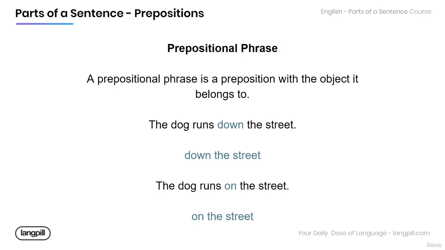Now, a prepositional phrase is when we have the preposition and we include it with the object. So before we read, the dog runs down the street. If I asked you what is the prepositional phrase, you would tell me the preposition and the object. So it would be down the street. Whereas our other example, the dog runs on the street, if I asked for the prepositional phrase, it would be on the street. So the prepositional phrase is just the preposition plus the object.